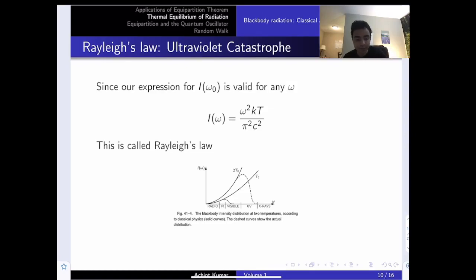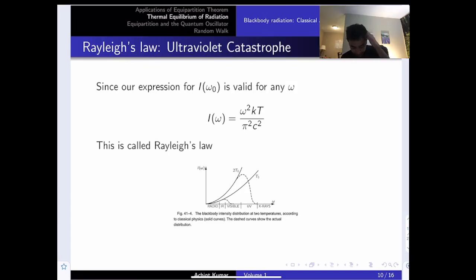This is how it should be. It shouldn't depend on the nature of the oscillator. It is in thermal equilibrium with, it should only depend on the temperature, and that's what we see here. Okay, now here's the problem. I of omega is quadratic with respect to omega. So as the frequency increases, we should see more and more energy.